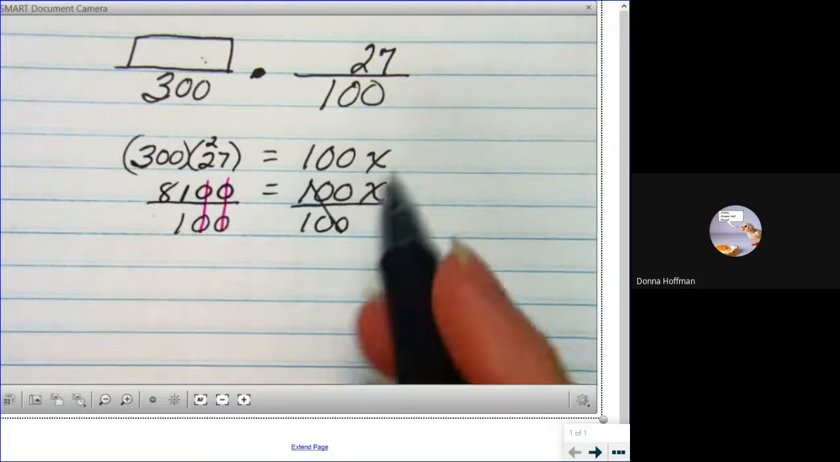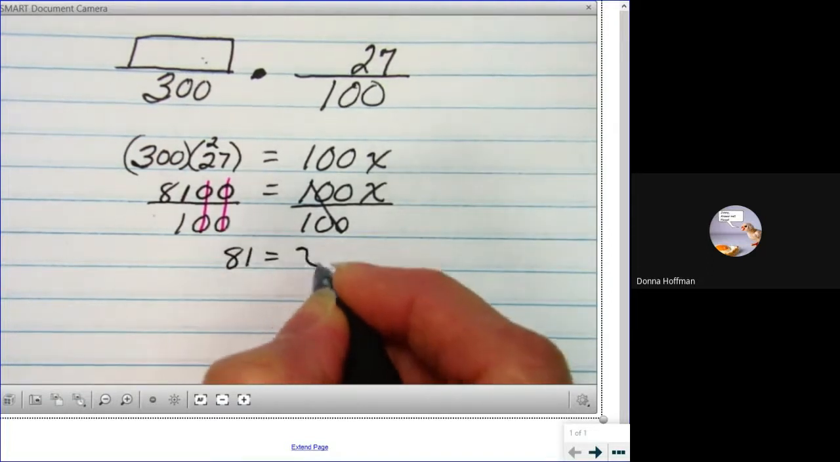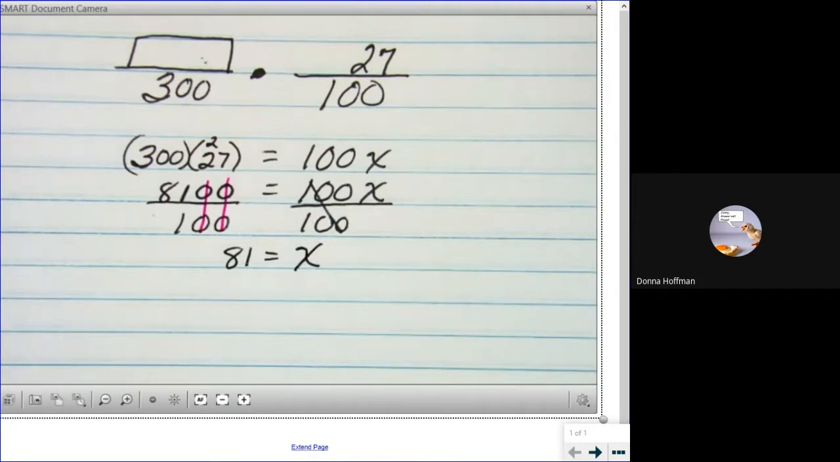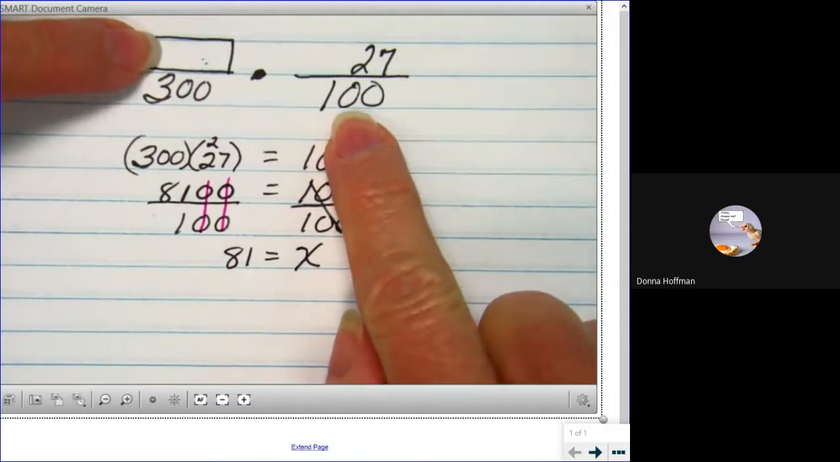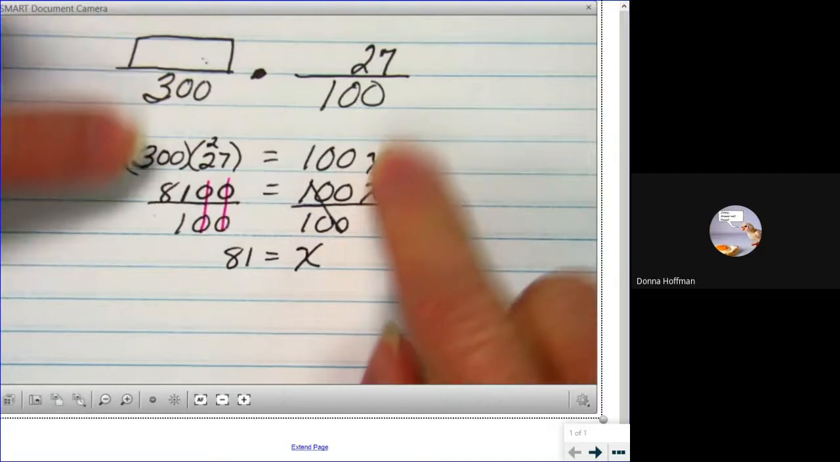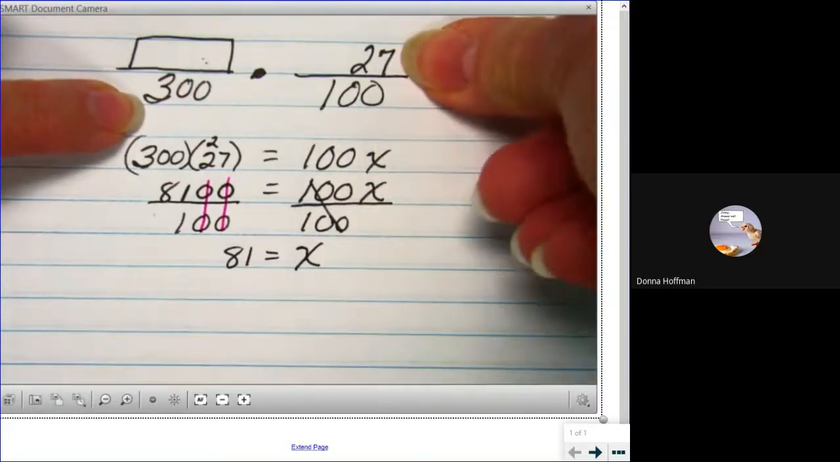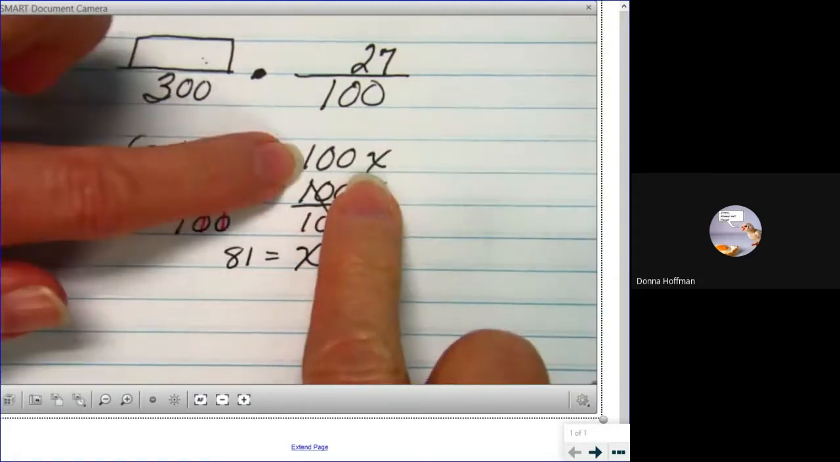So then 81 over 1 solves out to be just simply 81. So Walker, your 81 was correct. Cross multiplying. 100 times I don't know, I write that as an X. Stands for my unknown. 27 times 300. That's what goes on one side, and 100 times X goes on the other side.